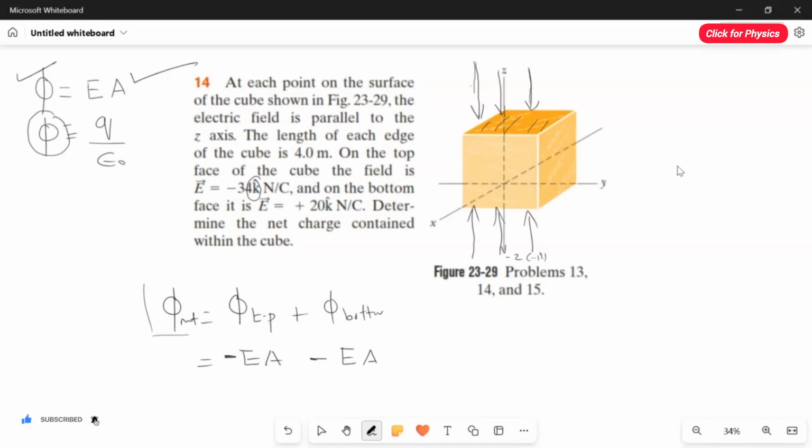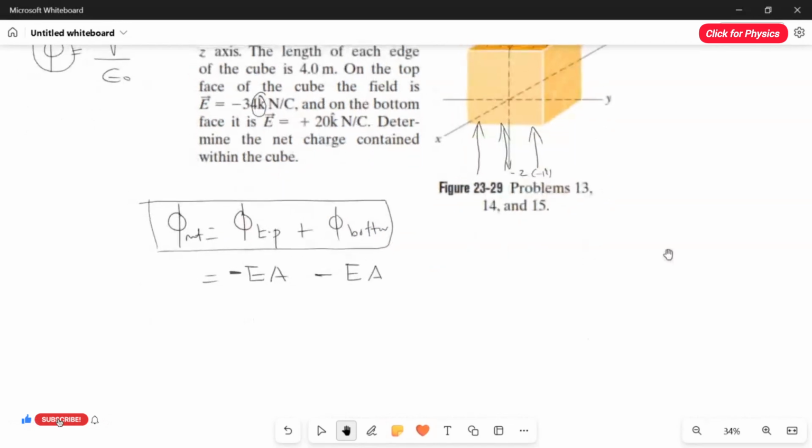But the general formula for the net flux is nothing but we have to just add these two fluxes. But the concept here is we have to fix the sign, because the flux has positive and negative values. When the field lines are entering, it takes the value of negative. When the field lines are going out of the face, it takes the value of positive. So here in the top face the field lines are entering, and the bottom face also the field lines are entering. So that's the reason I fixed the negative sign here.